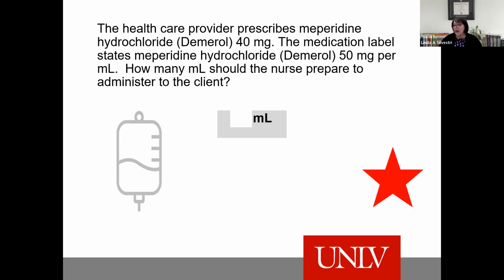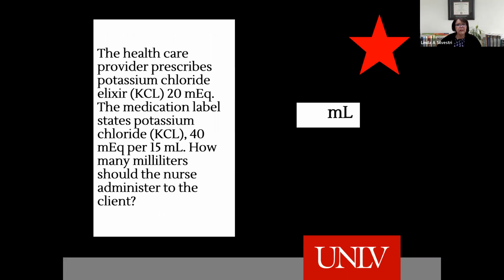Think about those things, look those things up. Okay, so let's see what we have next on the screen here. Okay, we have another calculation. The healthcare provider prescribes potassium chloride 20 MEQs, and it's elixir. And the medication label states potassium chloride 40 MEQs per 15 mLs. So how many milliliters should the nurse administer to the client? So you would calculate that. I'll give you a minute to do so. Well, 15 seconds, maybe 20 seconds.